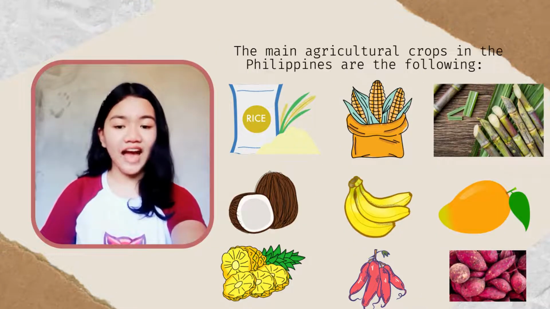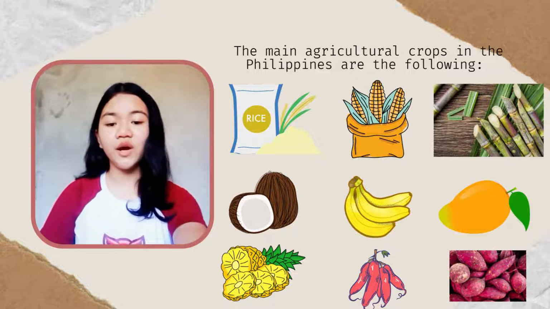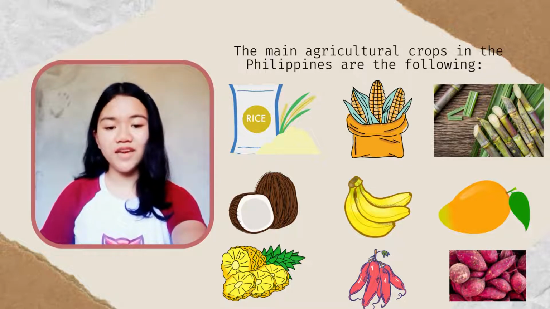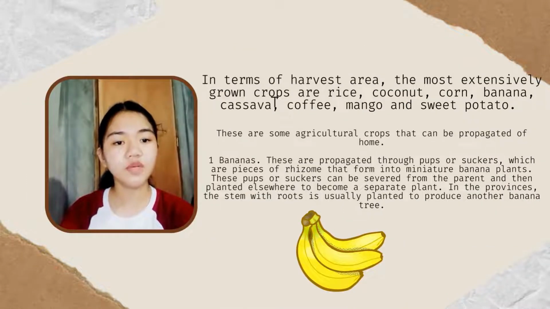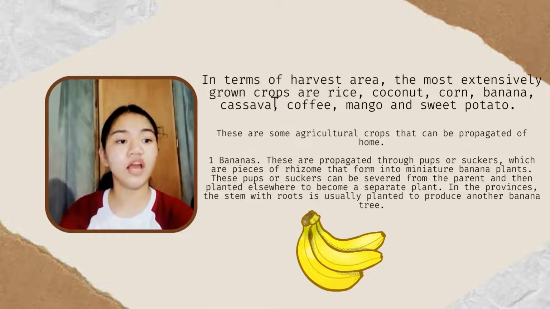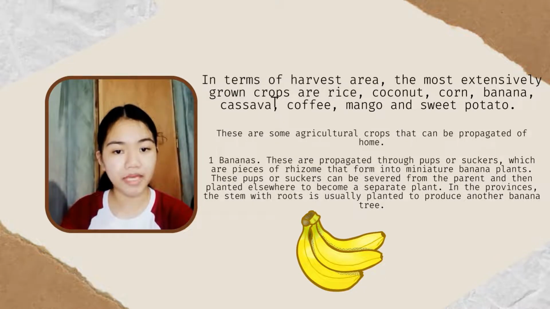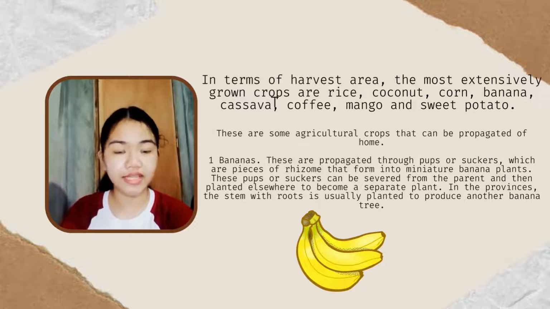The main agricultural crops in the Philippines are the following: rice, corn, sugarcane, coconut, banana, mango, pineapple, cassava, and sweet potato. In terms of harvest area, the most extensively grown crops are rice, coconut, corn, sugarcane, banana, cassava, coffee, mango, and potato, and sweet potato. These are some agricultural crops that can be propagated at home.